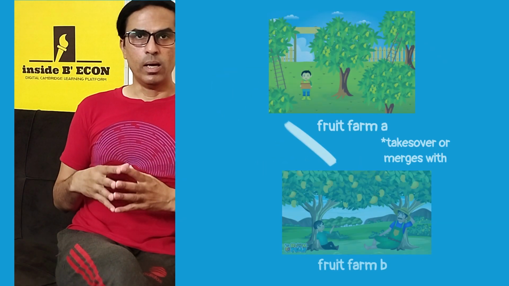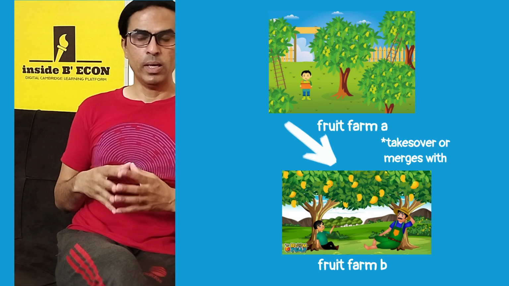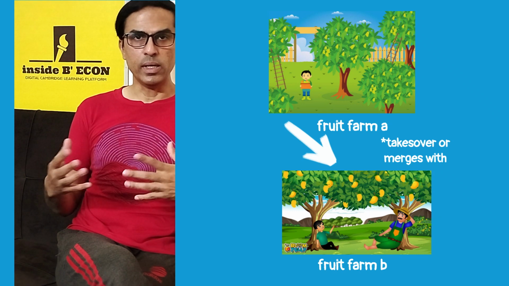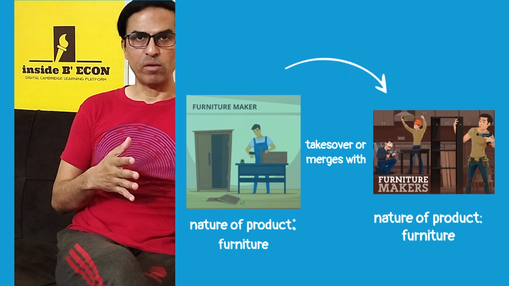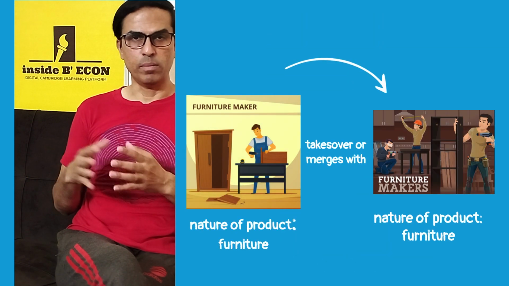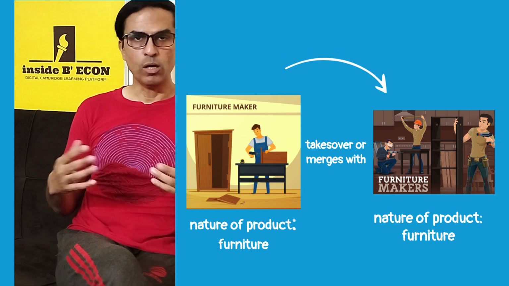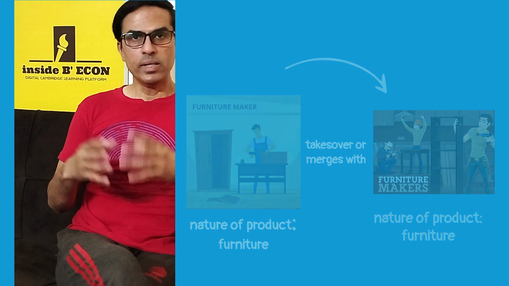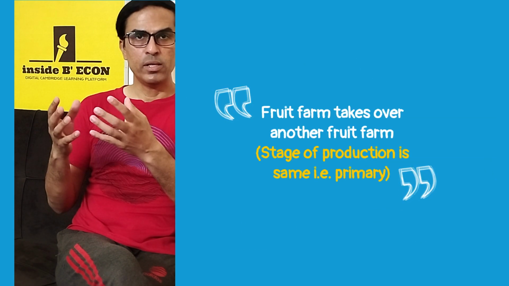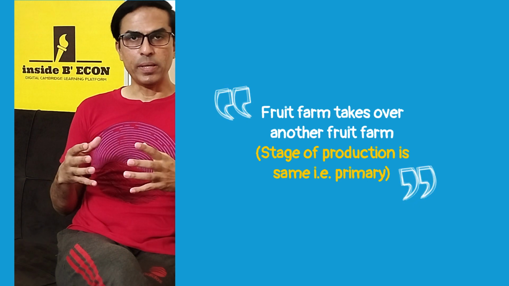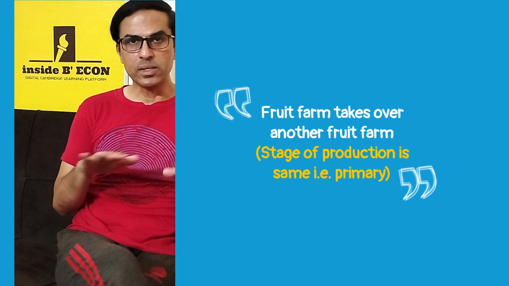For example, a mango fruit farm takes over another mango fruit farm. Now in this case, both deal in the same good, that is mangoes. Similarly, a furniture manufacturer takes over another furniture manufacturer. Both deal in the same good, that is furniture or wood. The other key element that is part of the definition is same stage of production. So it means that both businesses must be operating at the same level.